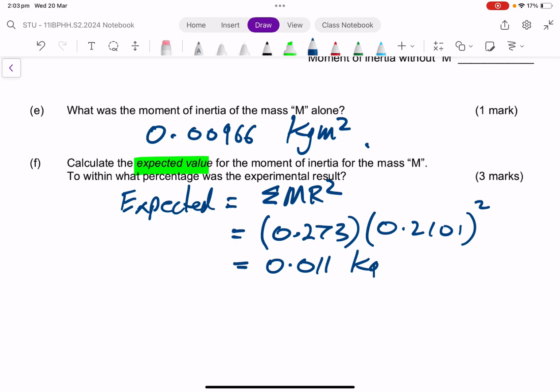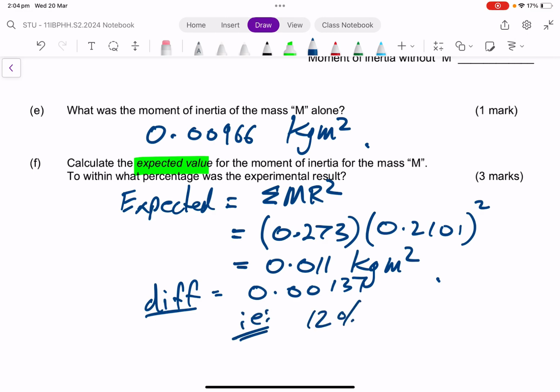All right, back to here, smash that out, and we have got a value of 0.011 kgm squared. Now, all I'm doing is subtracting one from the other and dividing by the biggest value, but the difference between what we expected and what we got, what I got anyway, and you should have if you did it the right way, is 0.137, and we are within 12 or 13%.